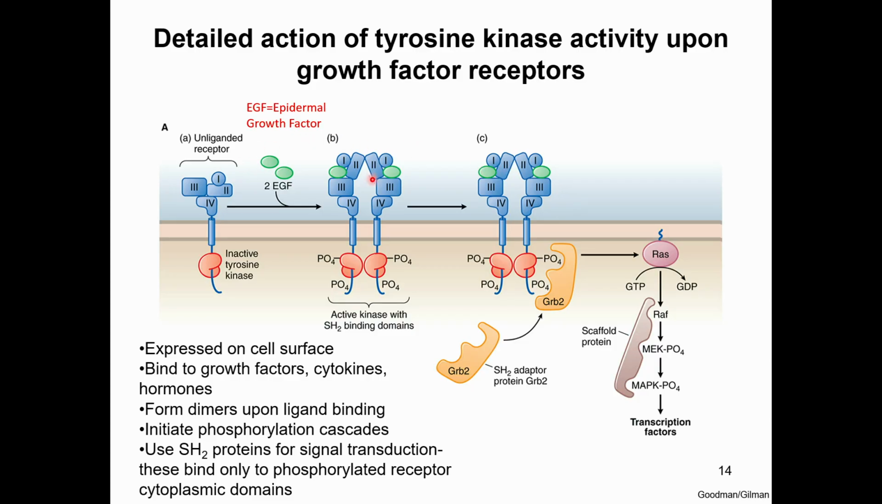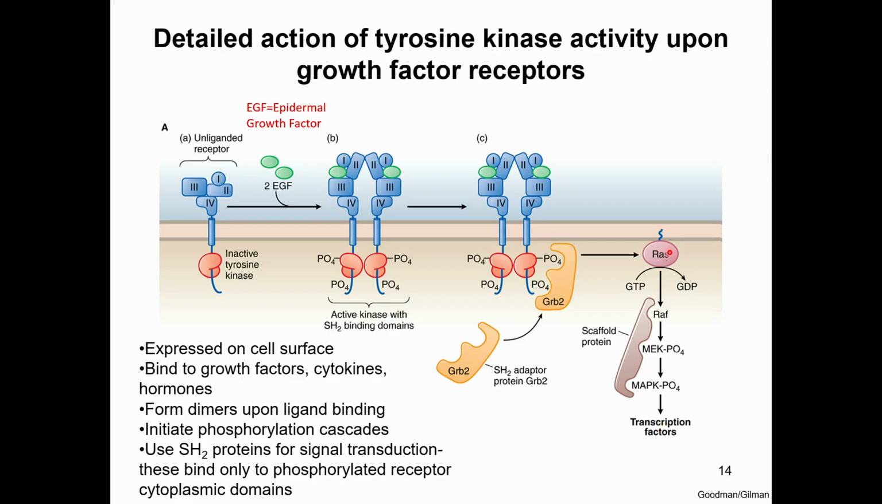Ligand binding, dimerization, autophosphorylation, binding of an SH2 protein, activation of another protein, and then a kinase cascade, ultimately leading to activation of a set of transcription factors. And these transcription factors regulate things like cell proliferation, for instance. Okay?